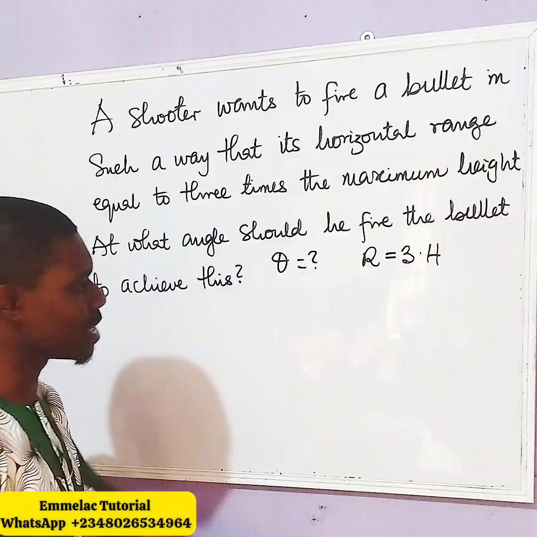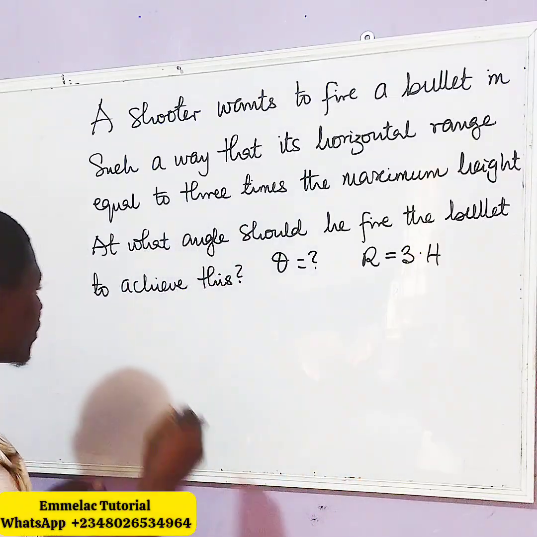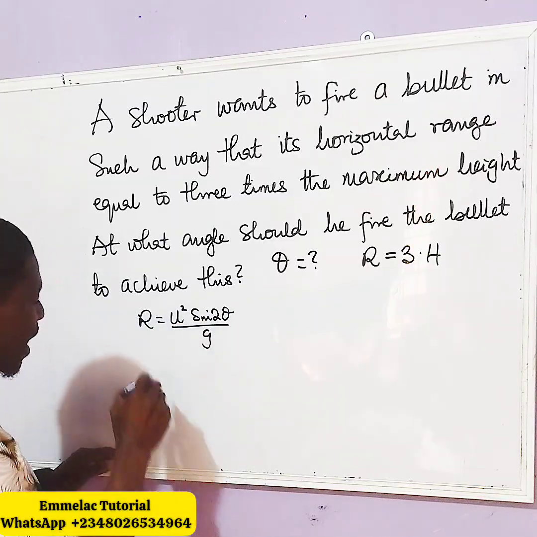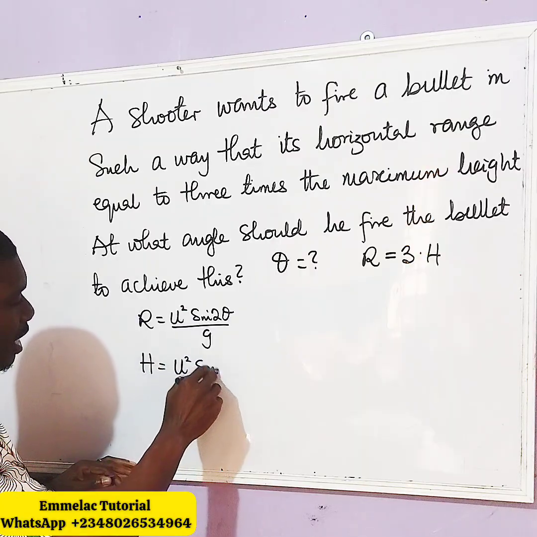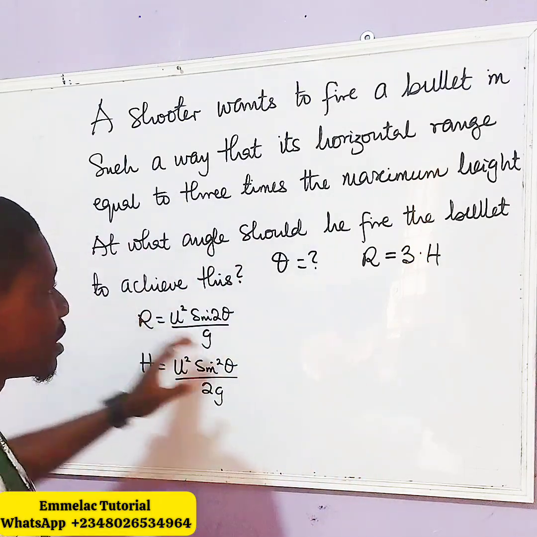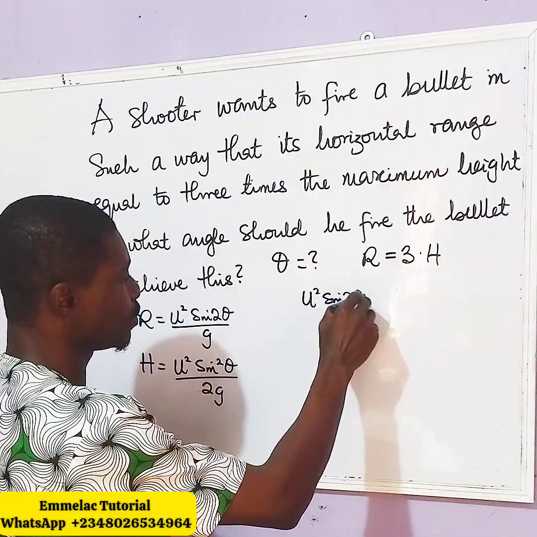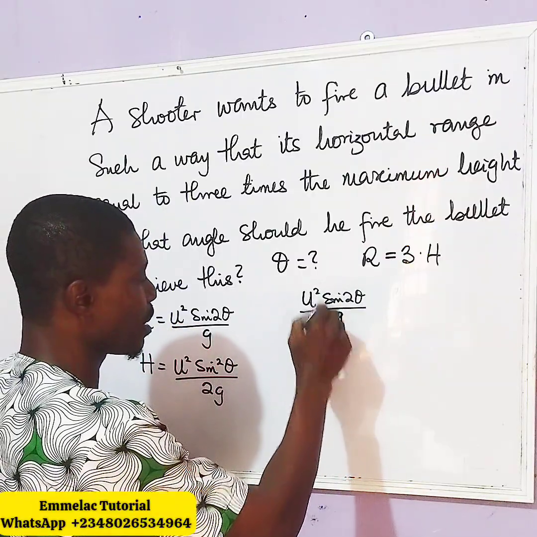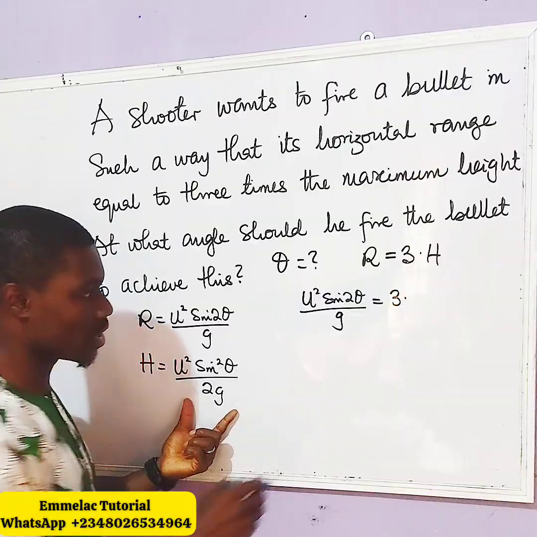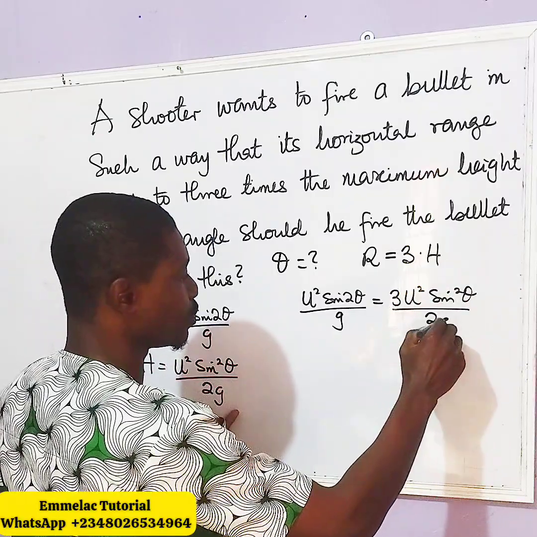Alright, follow me. The next thing we need to do is to recall the formula for range and the maximum height. For the range, R will be u squared sine 2 theta all over g, and the height will be u squared sine squared theta all over 2g. So plugging this into the equation, we have u squared sine 2 theta all over g, which is the acceleration due to gravity, equals 3 times the whole of this, that will be 3u squared sine squared theta all over 2g.